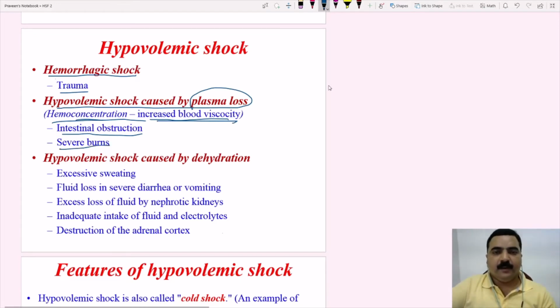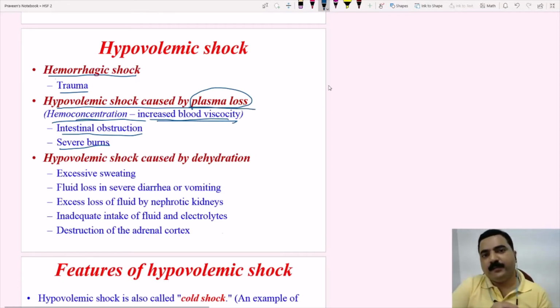And in severe burn, there is lack of protection from the skin, so the water will all be coming out of the blood vessels, or the fluid will come out, and this also causes hemoconcentration, so the plasma loss. Okay, so in the case of a hemorrhagic shock, what is the best replacement option? That's the blood.